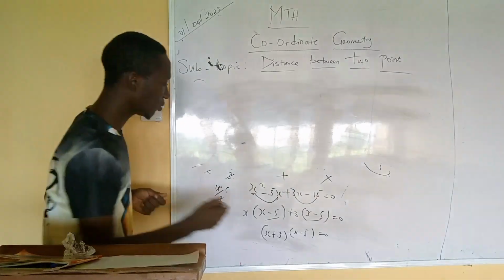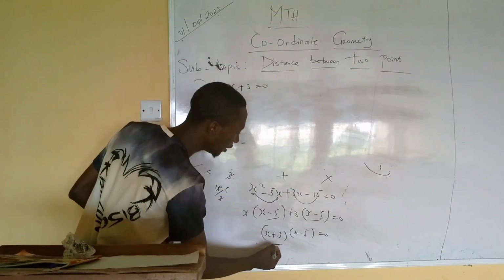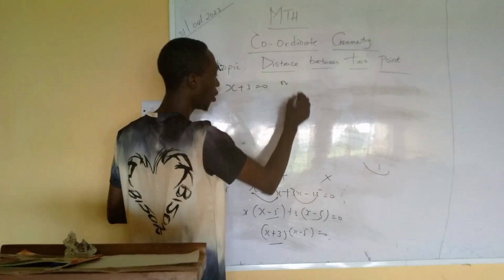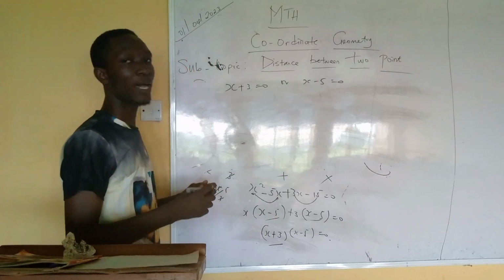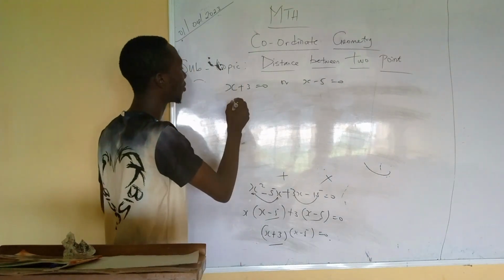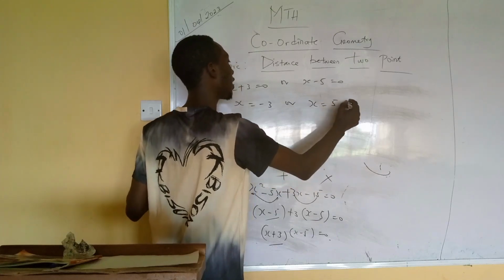Now, what do we do? Let x plus 3 equals 0. You relate each bracket to 0, or x minus 5 equals 0. Now, after you have done this, you collect like terms to get your x. x is minus 3, or x equals 5.